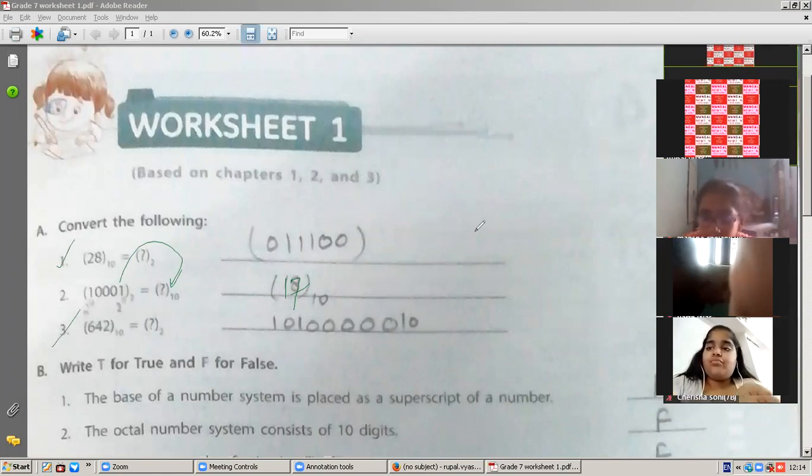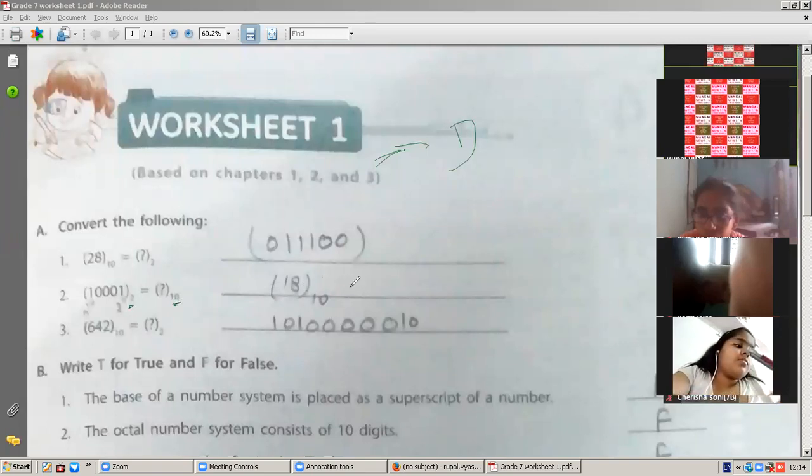I think you understood. Very first, when we convert any decimal number into binary, we do division. And when we convert a binary number into a decimal number, we perform multiplication. The correct answer over here is 17. Please correct it, everyone.